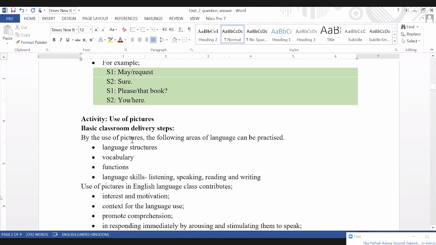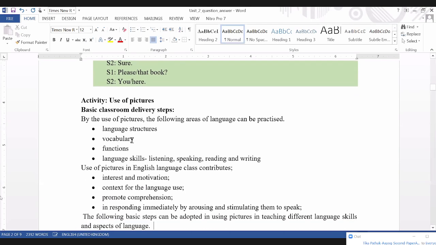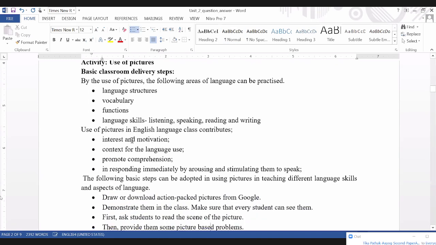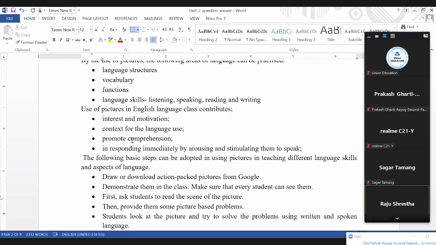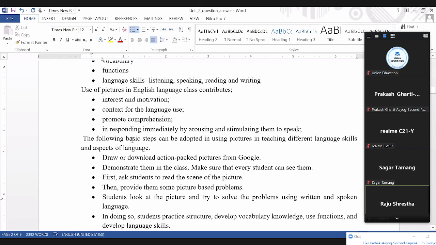Use of pictures in English class contributes interest and motivation, context for language use, and promotes comprehension, responding immediately by arousing and stimulating students to speak. The basic steps: download or draw action-packed pictures from Google, demonstrate them in class, and make sure every student can see them. First, ask students to read the scene of the picture, then provide them some picture-based problems. Students look at the picture and try to solve the problems using written or spoken language.